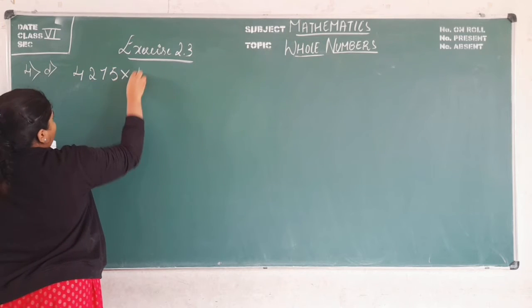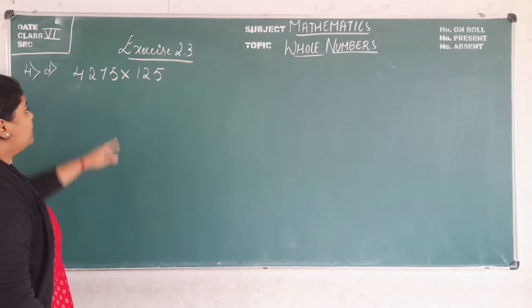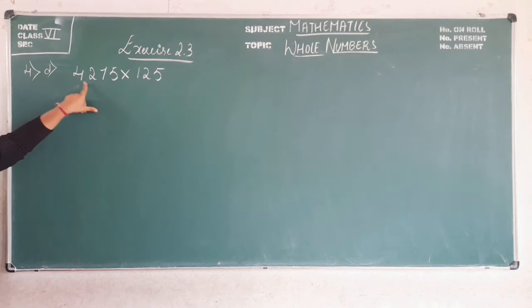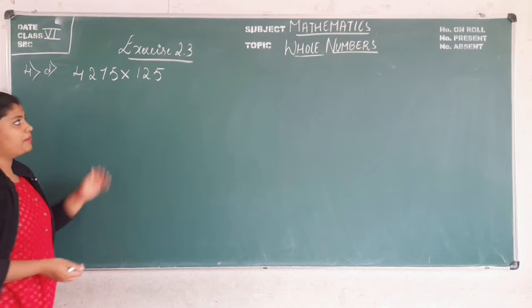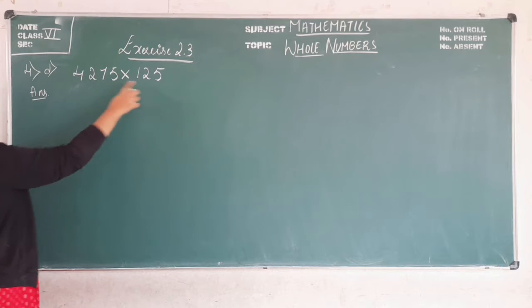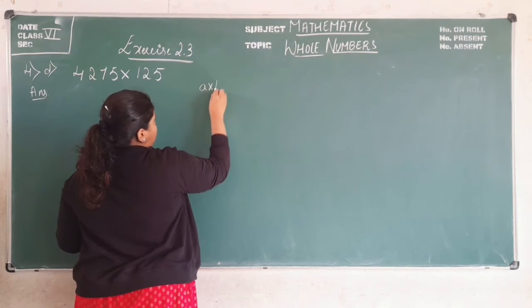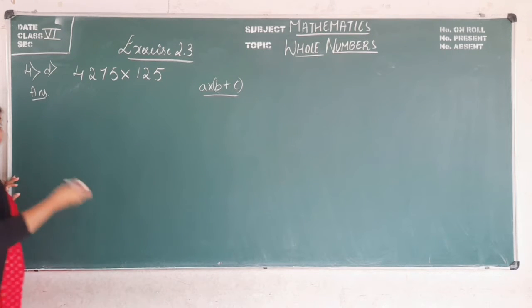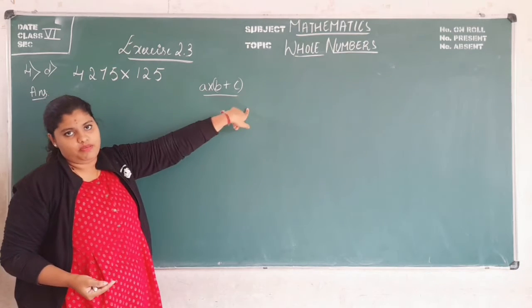Sub question D: 4,275 into 125. Here also we have to use distributive property and find the final value. Here they have given two whole numbers, so we have to convert this into A into B plus C form, because we have to find the value using distributive property.